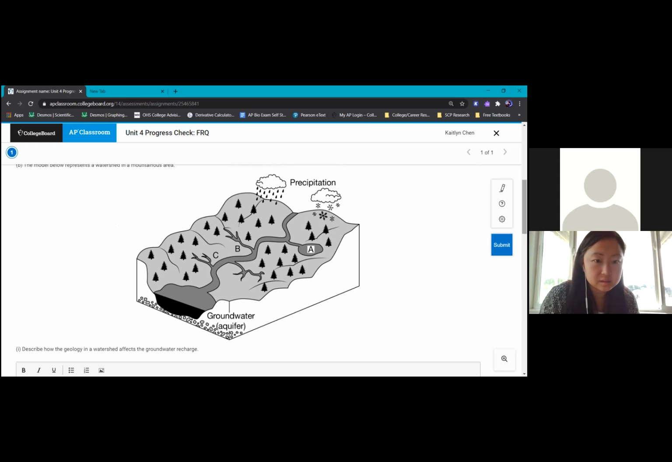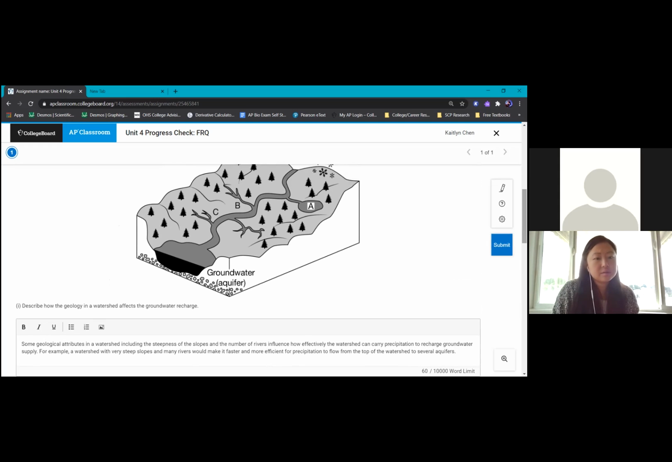Alright, this one's on watersheds. So what did you think? Well, I heard geology, and the first thing my mind went to was human activity, because that does affect it. But then when they talked about geology, I thought of the steepness of the slope, because this is a mountainous watershed, and also the number of rivers, because I remember examples of wetland watersheds versus mountainous watersheds.